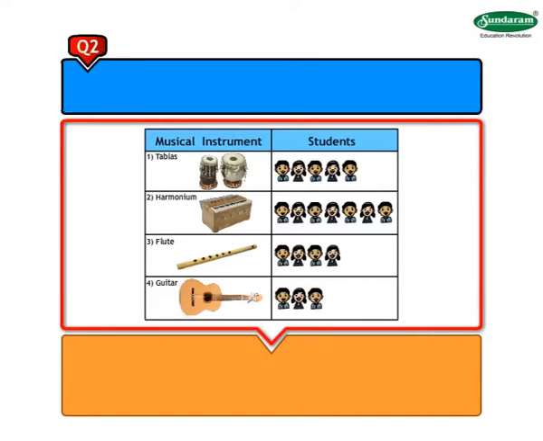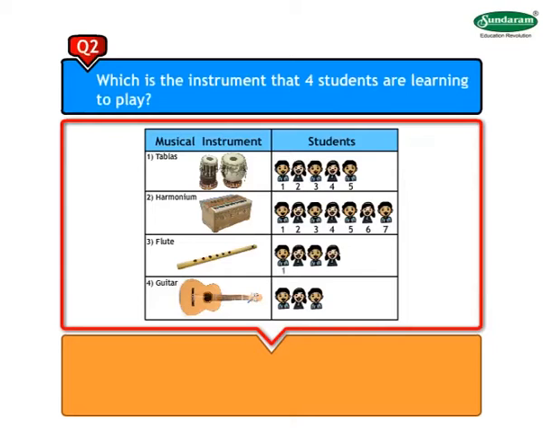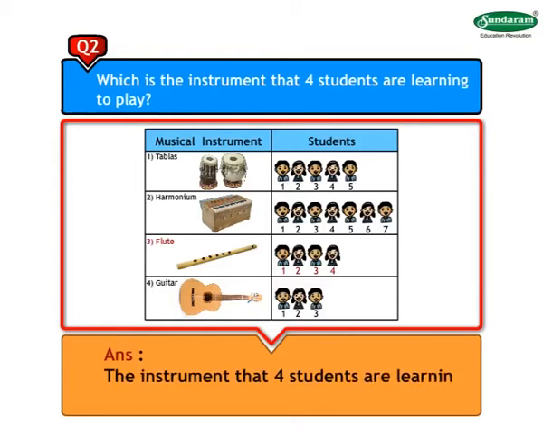Question 2. Which is the instrument that 4 students are learning to play? Solution. Observe carefully and count the number of children in each row. We can see that 4 students are shown beside the musical instrument flute. So the answer is: the instrument that 4 students are learning to play is the flute.